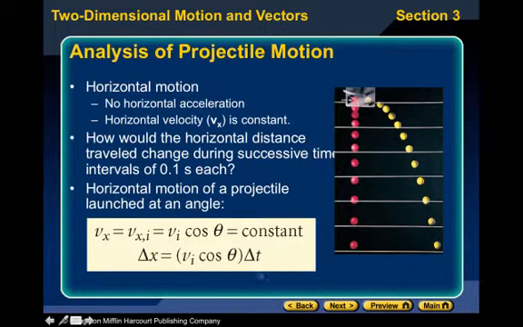So since it's a constant speed, we can use Vx. They'd be equal. The distance from here to here to here, all the horizontal distances would be equal. Now the vertical distance, as we can see, is not equal, right?